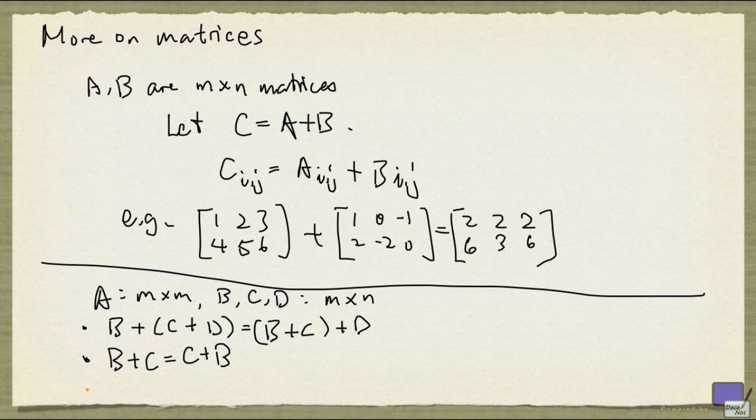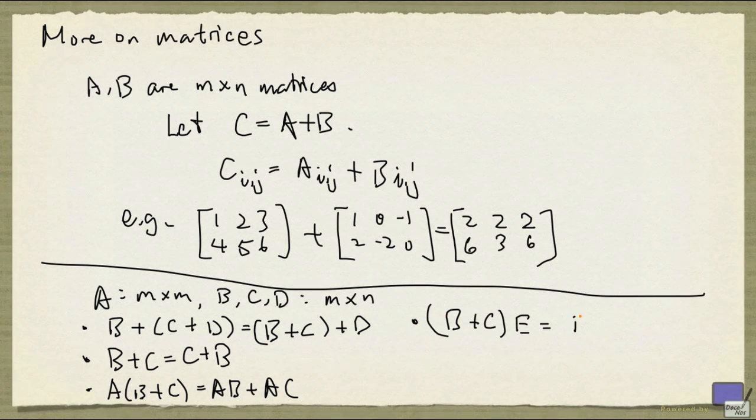And the next one is known as the distributive law. A times (B plus C) equals A times B plus A times C. And there's another one similar: (B plus C) times E is the same as B times E plus C times E, where here E is n by n.